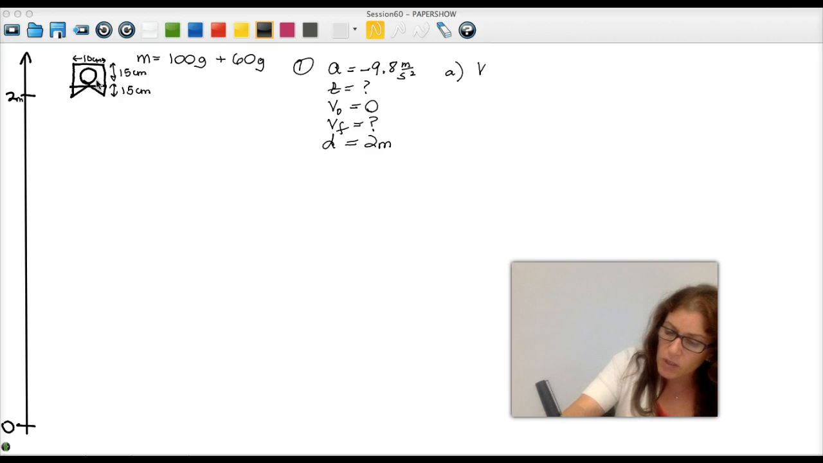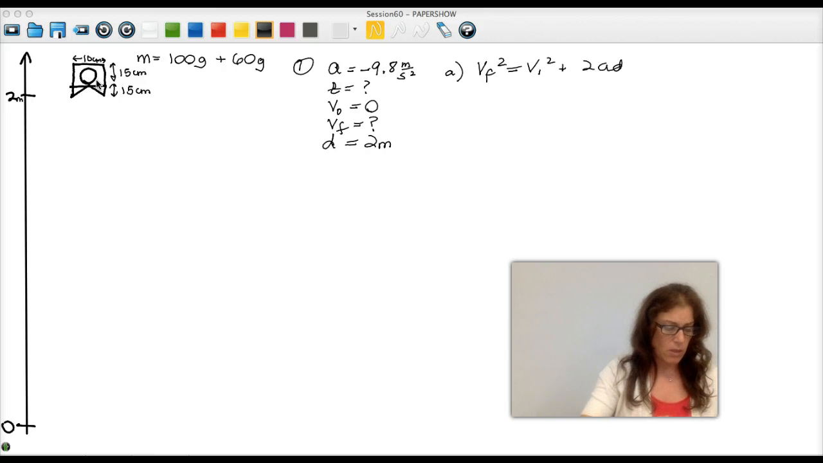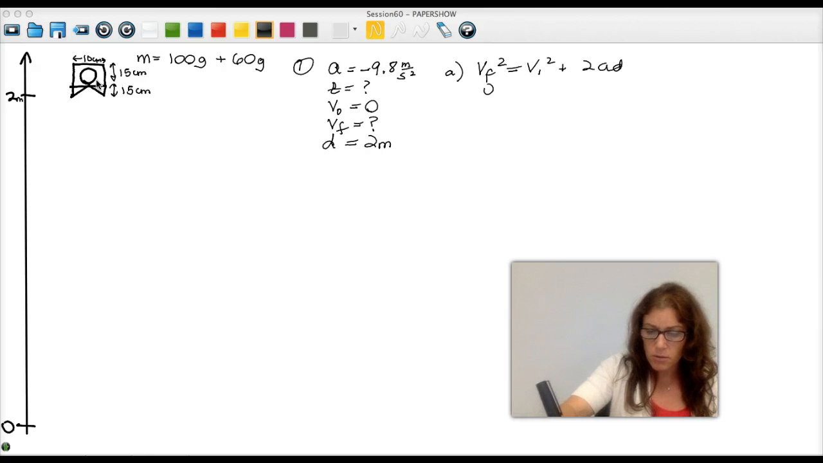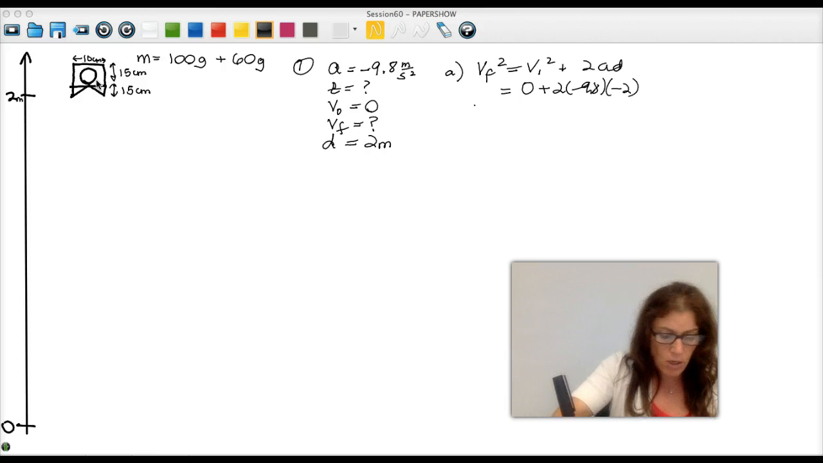So I'm going to do v final squared equals v initial squared plus 2ad. So that means I'm going to have a final velocity, which is what we're looking for. This is 0 plus 2 times negative 9.8 times negative 2 because I've fallen to the ground. So you get a final velocity of 6.26 meters per second.